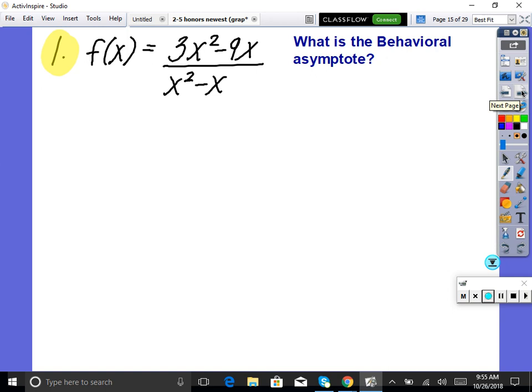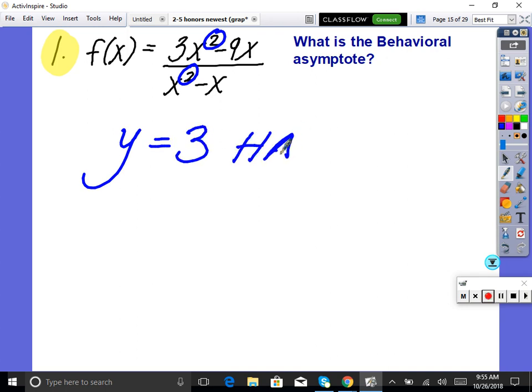What is the behavioral asymptote? Meaning, where's that heading at the ends of our graph? Is it a horizontal asymptote or oblique asymptote? Let's look. Degree is the same. So what is it? Y is equal to what? 3 is our horizontal asymptote because the degrees are the same. Boom, 3. Right, everybody?